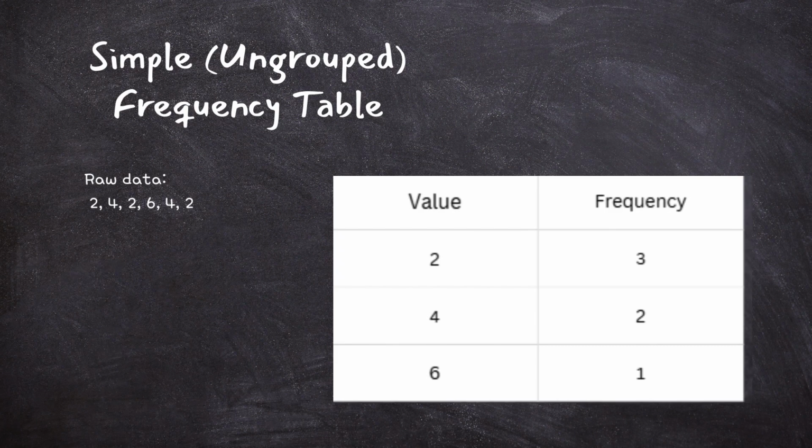We have 2, 4, 2, 6, 4, 2. Now, how often does 2 occur? It occurs 3 times, right? How often does 4 occur? It occurs 2 times. How often does 6 occur? It occurs 1 time. So this table is a better representation of the raw data we have.